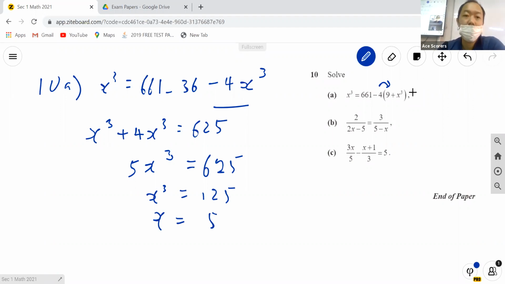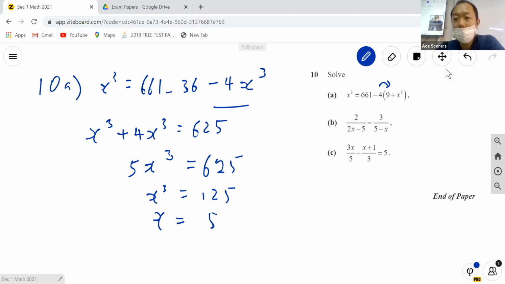Questions? What do you mean, x cubed? You leave it as x cubed? You mean the answer is like that? I thought cannot change it. Can. You must cube root. To change x cubed, you get a cube root. You cube root 125, you get 5, because 5 times 5 times 5 gives you 125. Okay, so 10A, this is the answer.